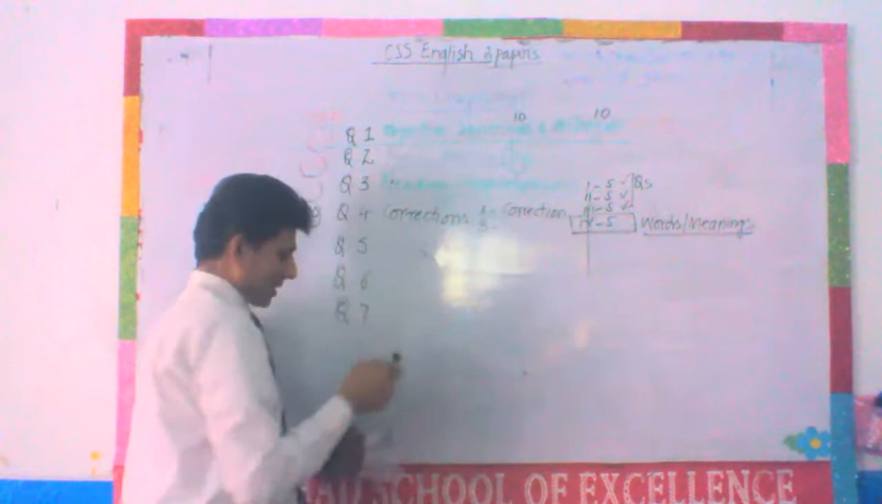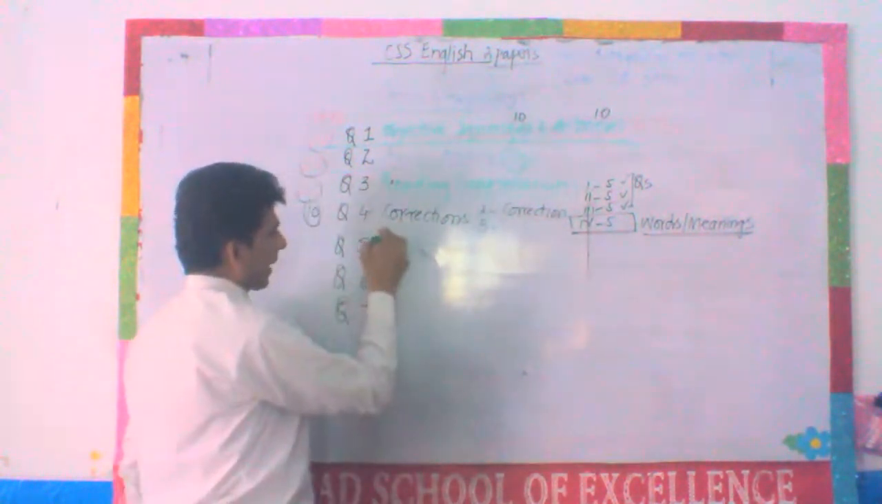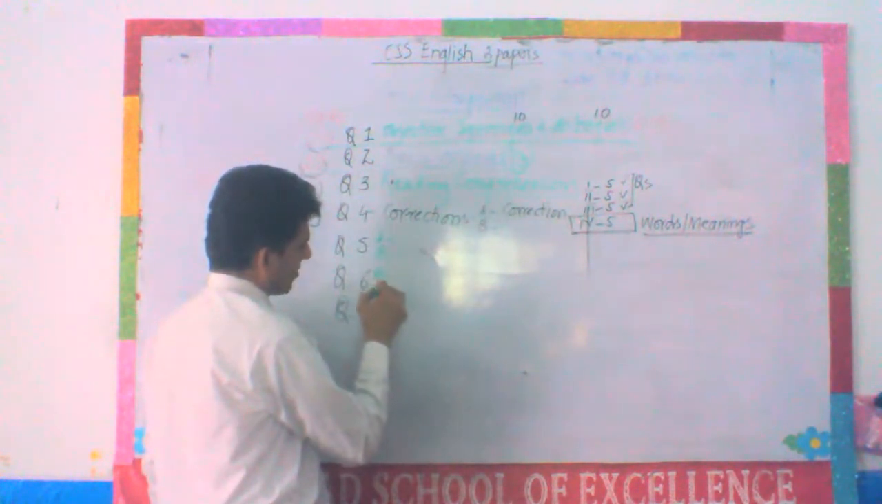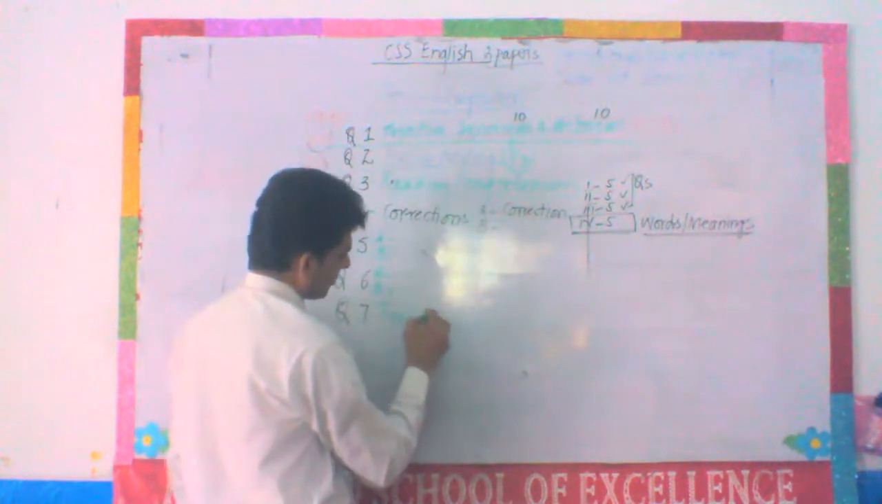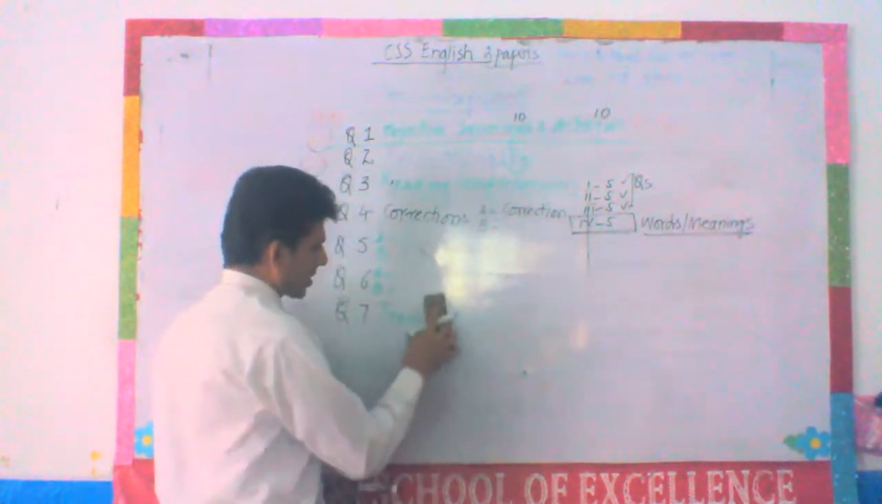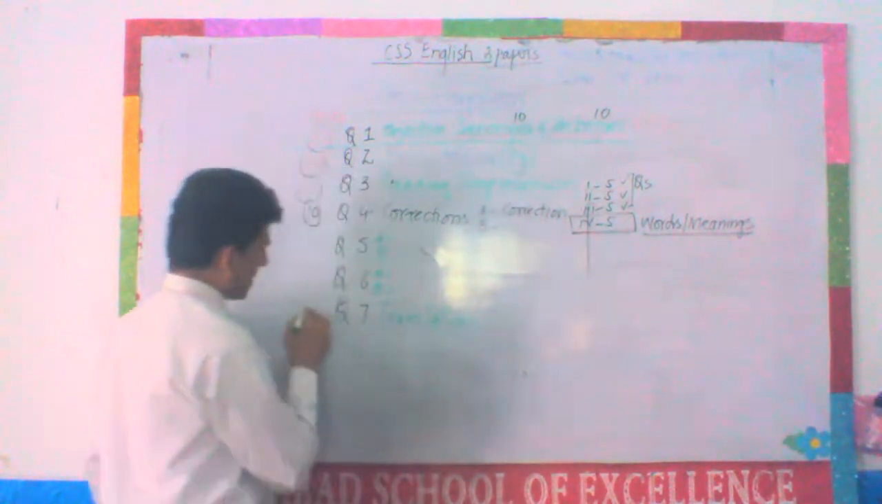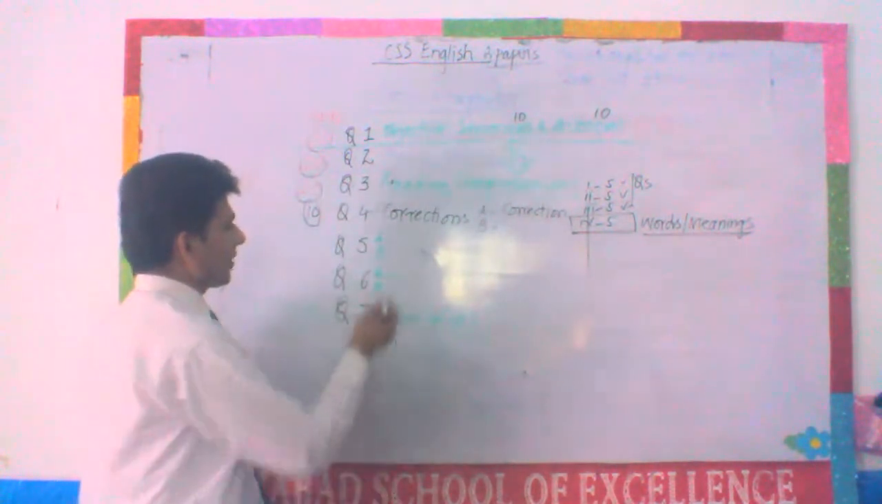Question number 5 has 2 parts, subparts. It is divided into 2 subparts, A and B. 6 also is divided into A and B. And question number 7 is translation. 10 marks are given for this translation. And question number 5, 6.